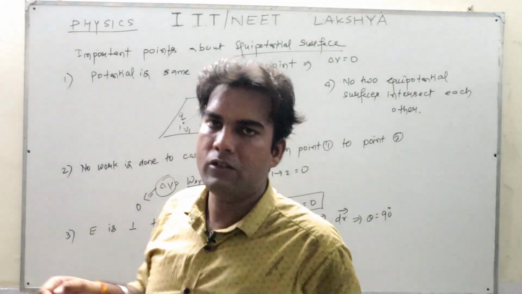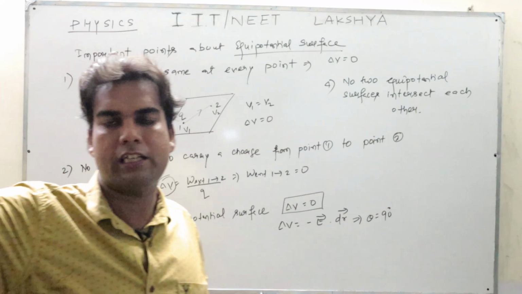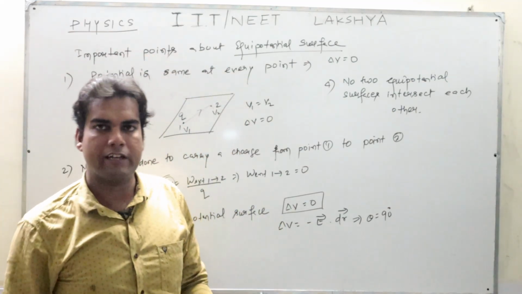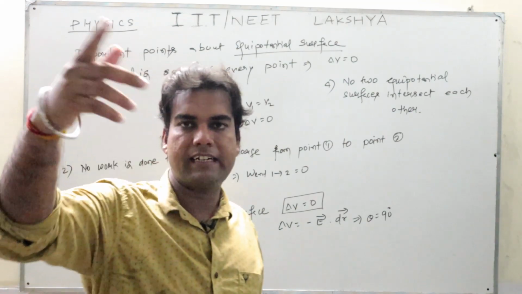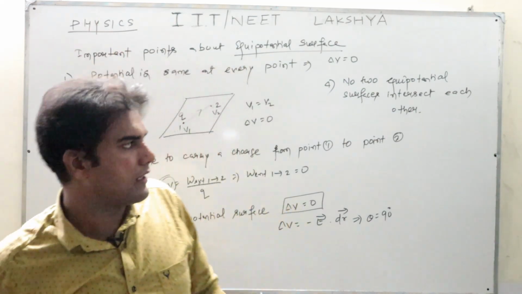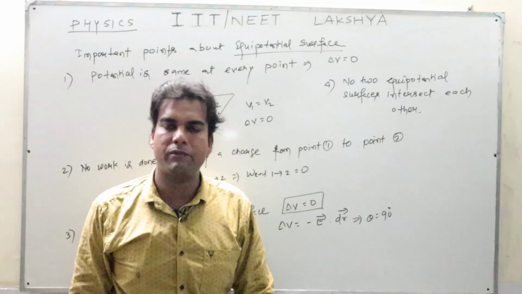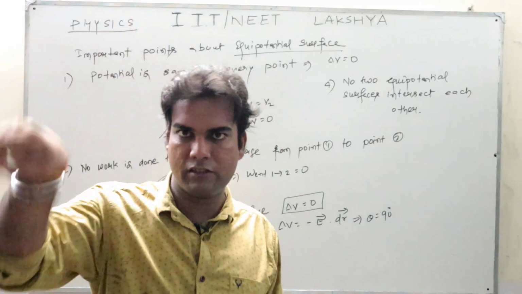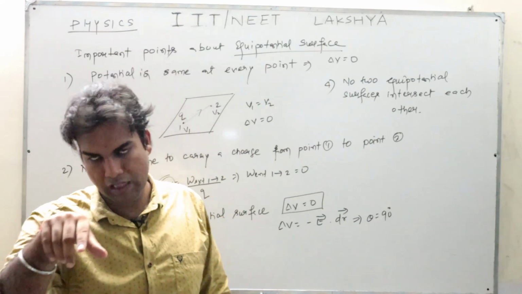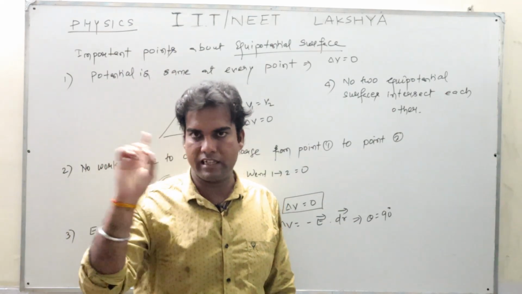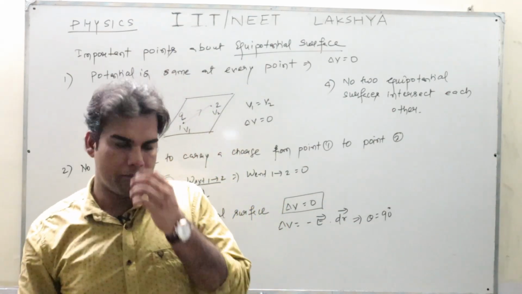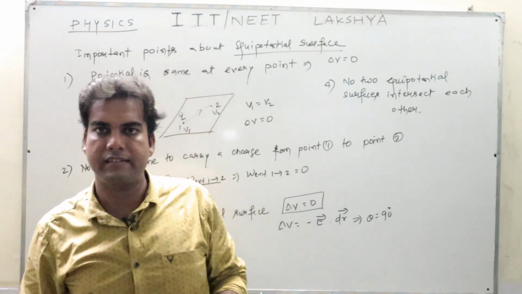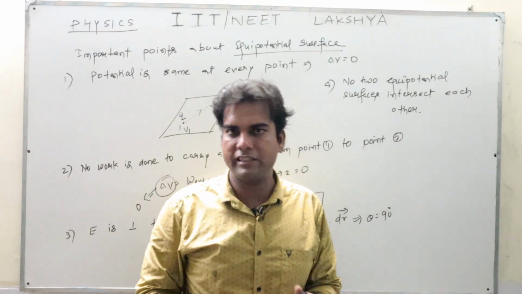No work is done to carry a charge from one point to another point on an equipotential surface, and electric field is always perpendicular to the equipotential surface. As electric field lines cannot intersect each other, similarly equipotential surfaces also cannot intersect each other. For a point charge, the equipotential surface is a spherical surface. For a line charge, it is the curved surface of a cylinder, and for a sheet, the equipotential surfaces are parallel sheets. So that's it, as far as this point is clear.